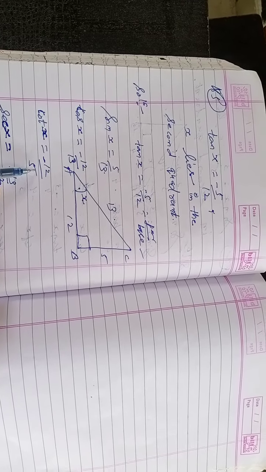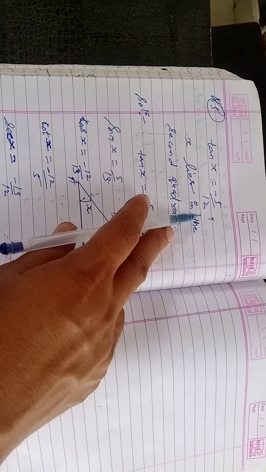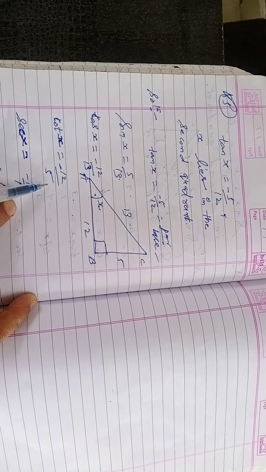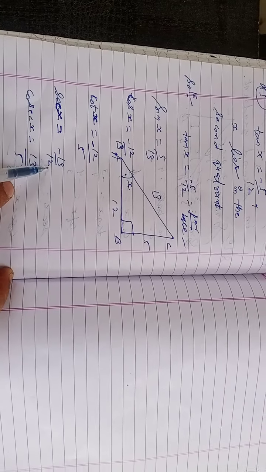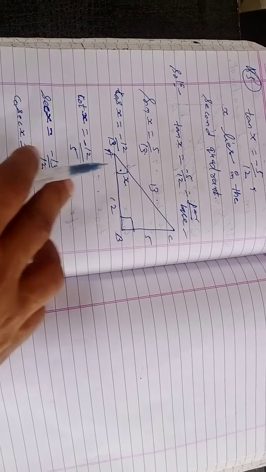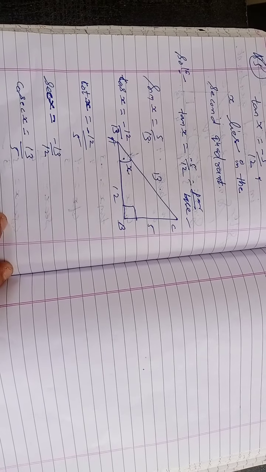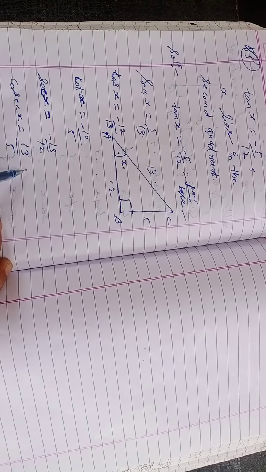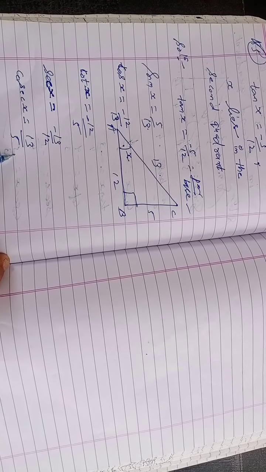Cot x is always the inverse of tan, so it will be minus 12 upon 5. Sec is always the inverse of cos, so it will come minus 13 upon 12, and cosec is the inverse of sine, so it will come 13 upon 5.